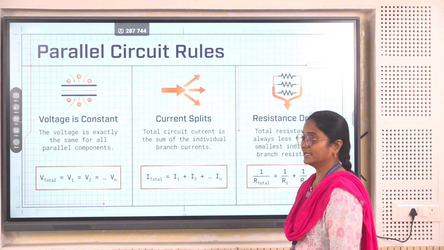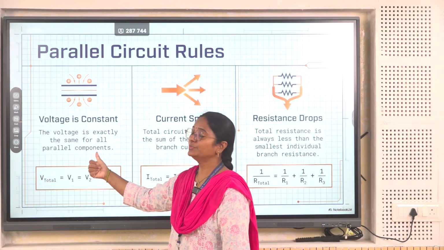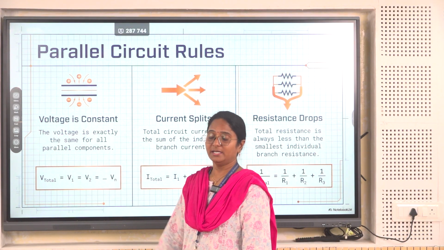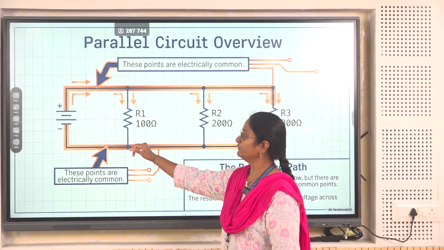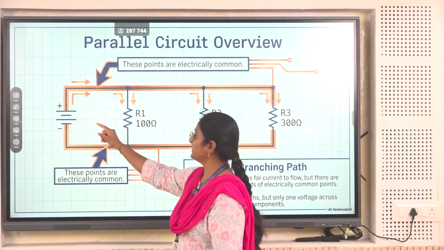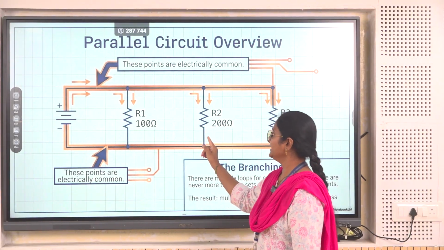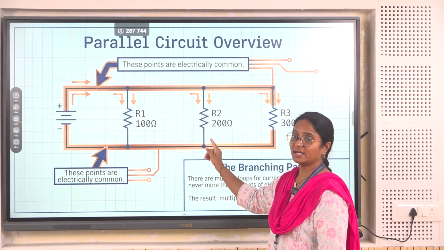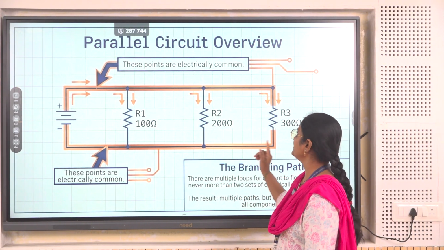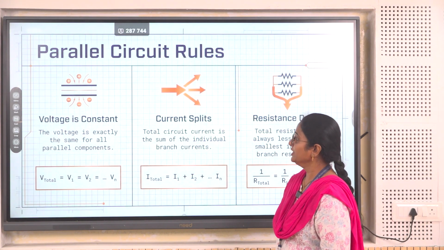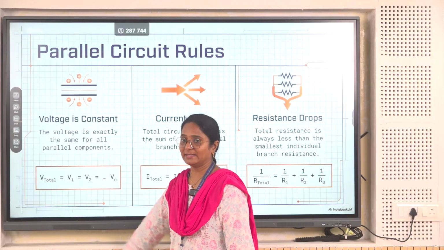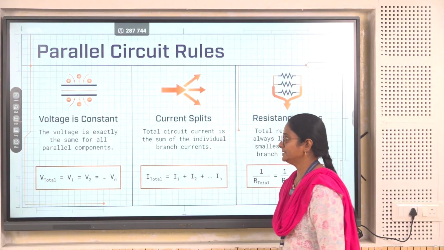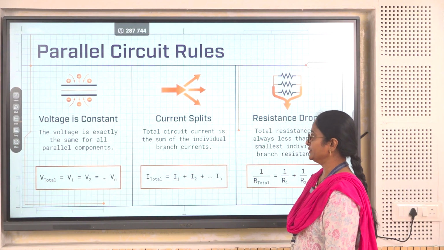In this parallel circuit, you will see the voltage is constant across all the components. The resistor R1 has the same voltage which was applied across the source, and the resistor R2 will also have the same voltage, and R3 would also have the same voltage. Hence it is said that the voltage is exactly the same for all the parallel components connected in the circuit, that is, in the parallel topology.